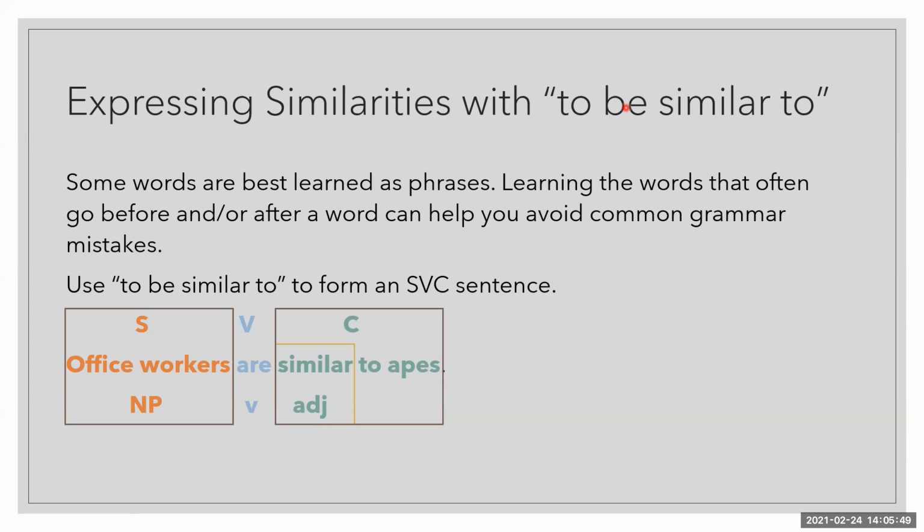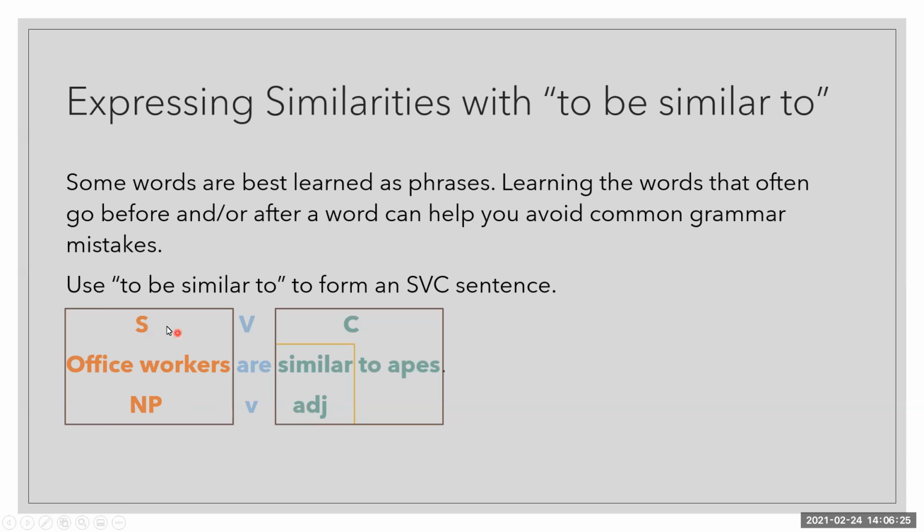Okay, and now let's take a look at the phrase to be similar to. Your book suggests learning this as a phrase, but I don't think they stressed it enough. The idea here is that similar is not just a standalone word. In order to use it correctly in a sentence, it must have a form of to be in front of it and to after it. Essentially, it is the verb complement part of an SVC sentence as shown here.